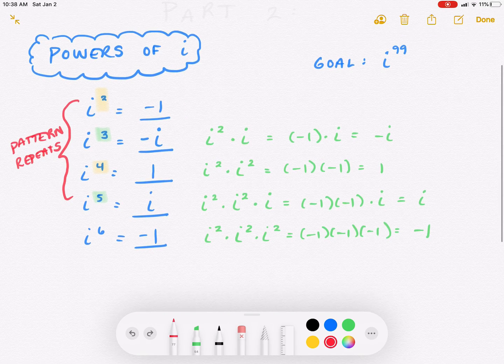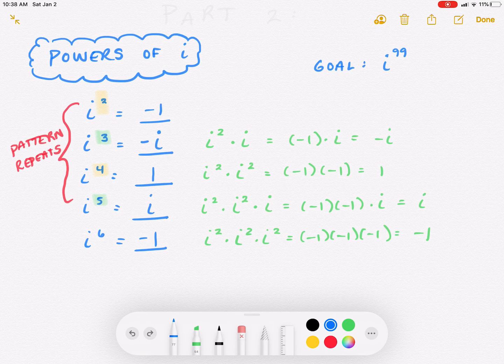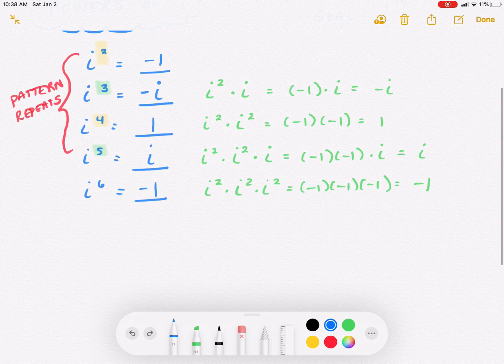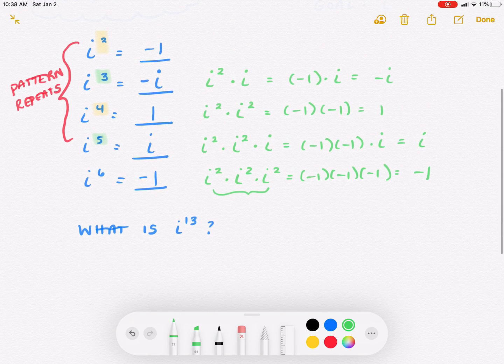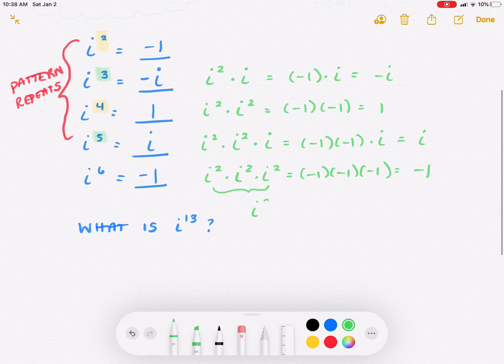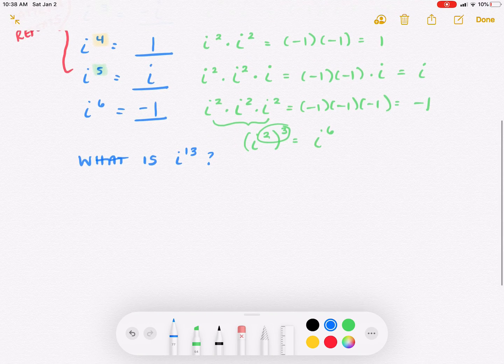So before we get all the way to i to the 99th, let's figure out what something like i to the 13th is. All right, so before we do that, I do want to talk about an exponent property right here, because we don't want to keep having to write out i squared, i squared, i squared, especially when we're trying to do i to the 99th. So what we can do is write this as i squared, and if we times it by itself 3 times, we can write that as i squared to the third power. Well, the exponent property says that when we raise a power to a power, you can multiply and get i to the 6th. So let's use that same logic here for i to the 13th.